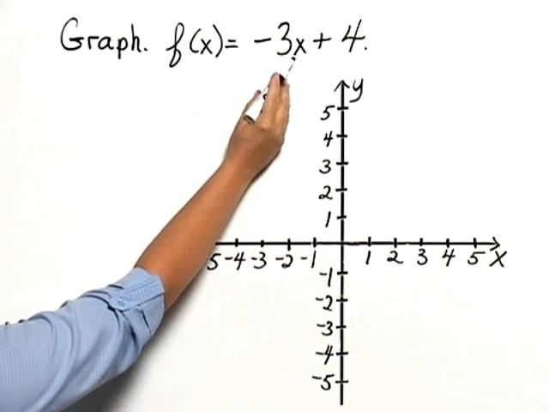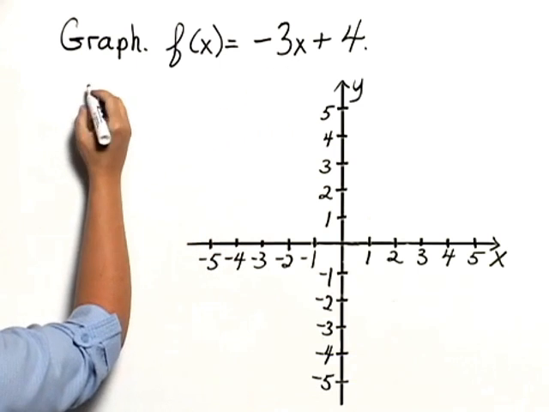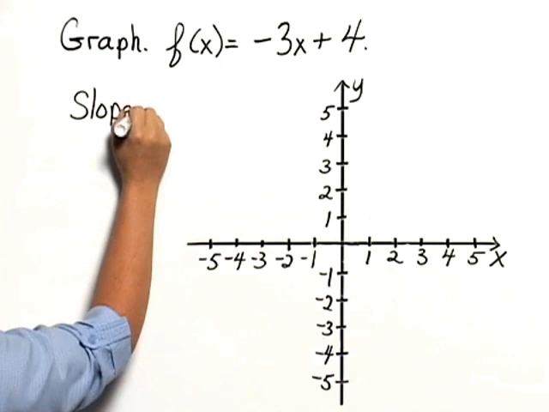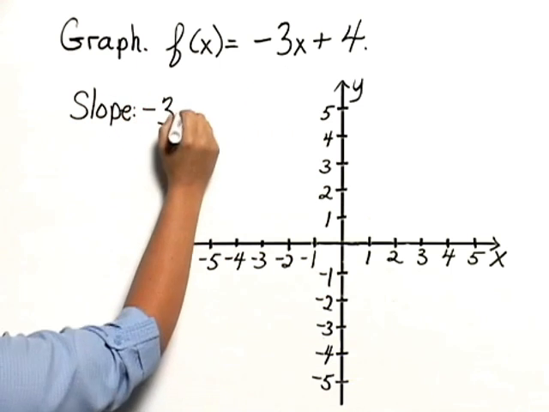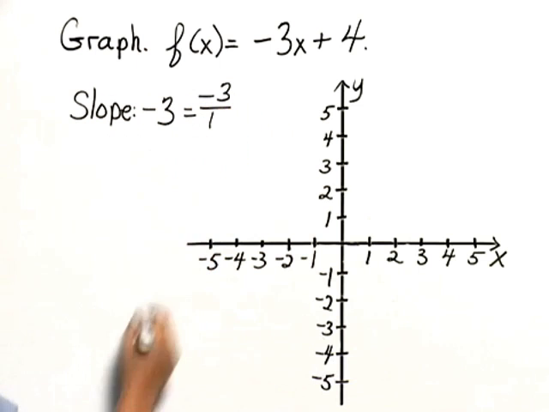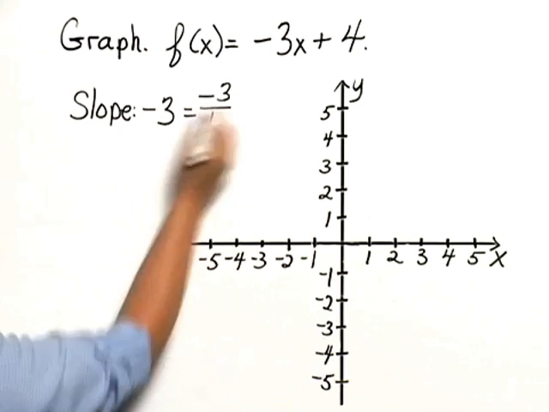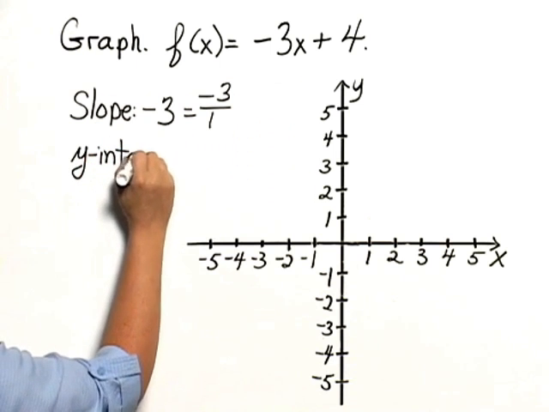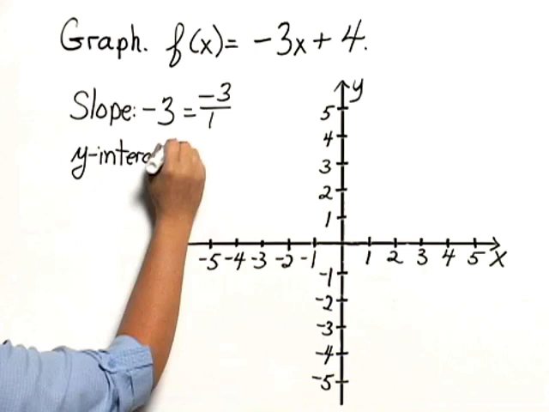The slope is the number multiplied by the x, so the slope will be negative 3, which we can write as negative 3 over 1. And the y-intercept will be 0, 4. We get that from the 4 in the negative 3x plus 4.